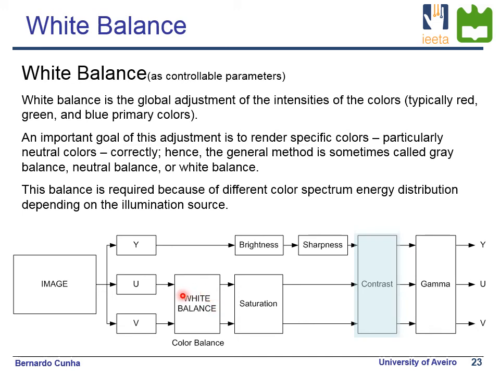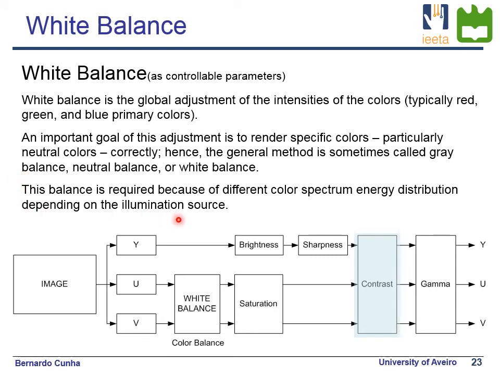It's called white balance because you try to adjust the U and V components so that a gray piece of paper, for instance, will show gray independently of being illuminated by a yellow or yellowish lamp, or by the sun. So white balance basically tries to render specific colors in a correct way. This general method is sometimes also called gray balance or neutral balance.